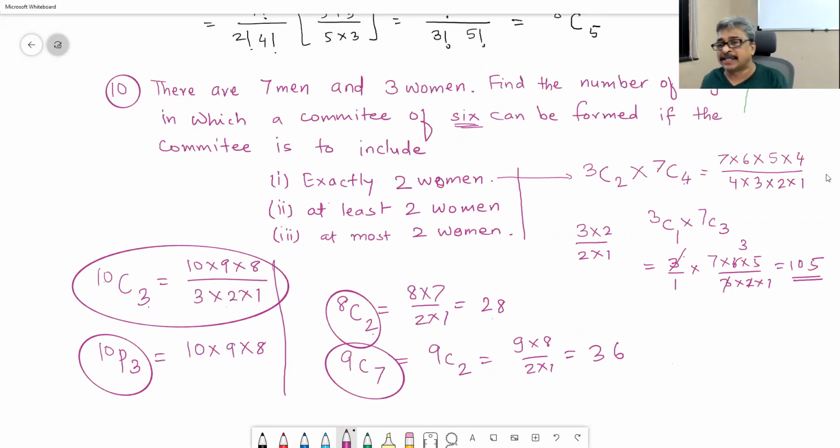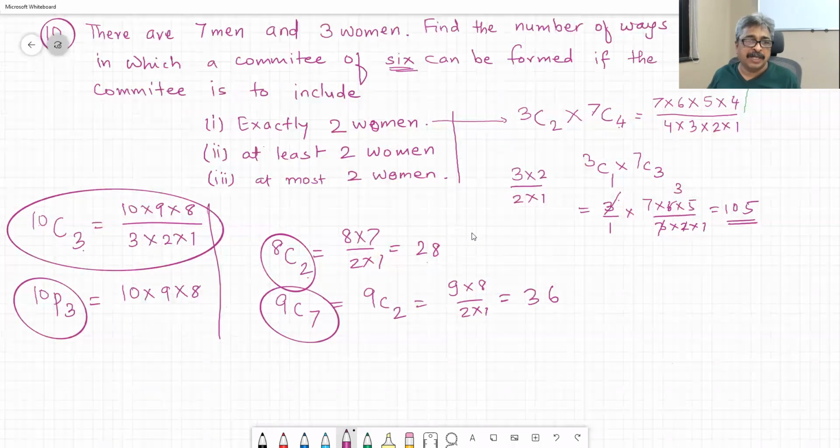Then there will be a lot of cancellation. So for all practical purposes, if we remember this trick, then directly we can use it. Okay. Now let us solve the second. Second one is at least.